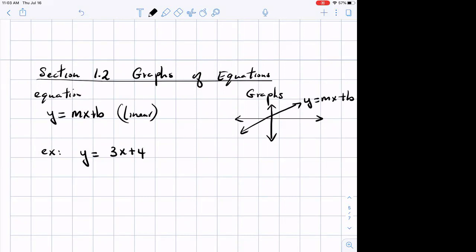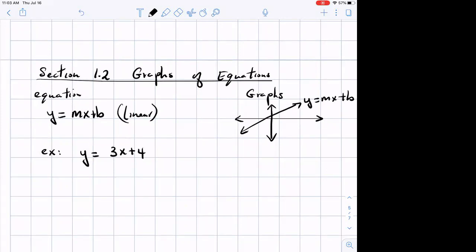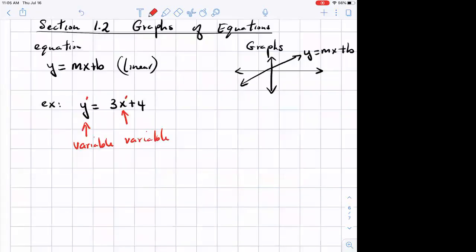Now, you guys can all see me? Yes. Okay? Everyone can see me, right? Anytime the exponent of the variables is 1, that equation is linear. If it's not 1, it is not linear. Okay? So this is linear, guys, linear.